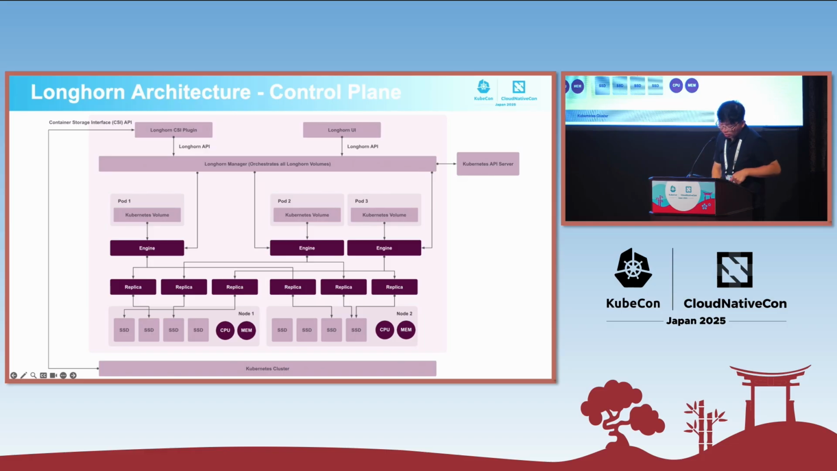So from the picture, you can see there are 3 layers. The first one is the interface layer, and the second one is the control plane. So the Longhorn manager will watch the volume CR creation, deletion, or update, or snapshot create, or backup create. And we have a data plane. The data plane is the engine and replica.